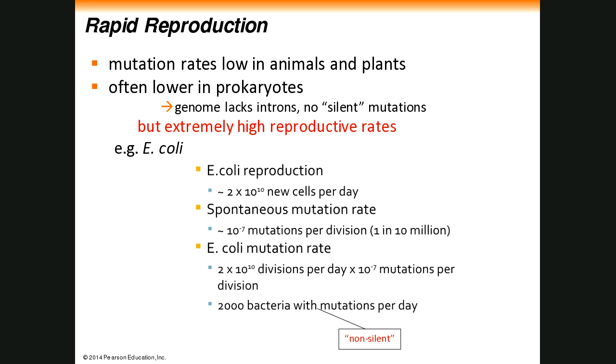Well, remember, prokaryotes have no introns. They have no junk DNA. There's no such thing as a silent mutation, right? So when you couple that with a relatively high reproductive rate, maybe sometimes not as big as animals and plants, because every single change affects the critter, you get a lot of different critters.